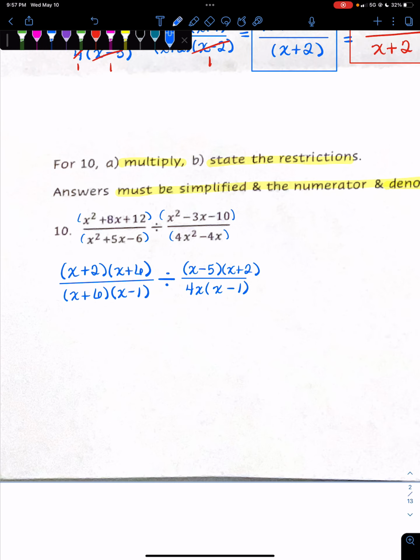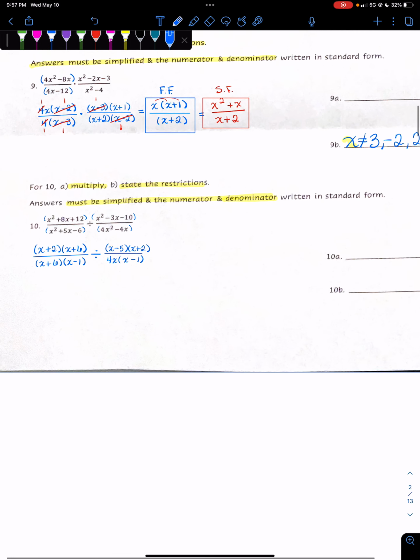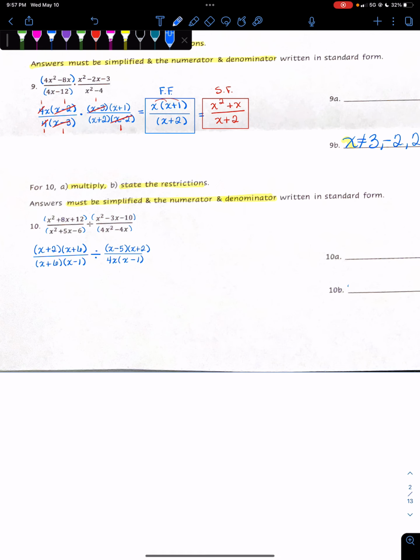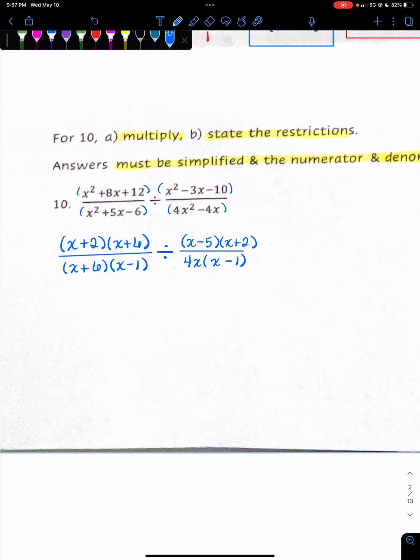Okay, I'm going to go ahead and list the restricted values so I don't forget them, the ones that are in the denominator. So I have x cannot be negative 6, x cannot be positive 1, and x cannot be 0. Okay, I've got the first one from right here, then one from right here, one from right here. This one is also x equals positive 1, but we already wrote that down once. We don't need to state it twice.